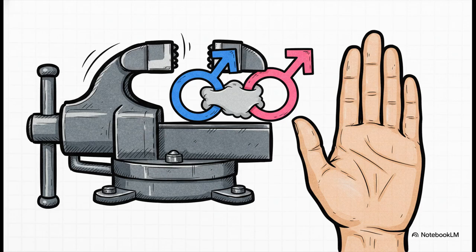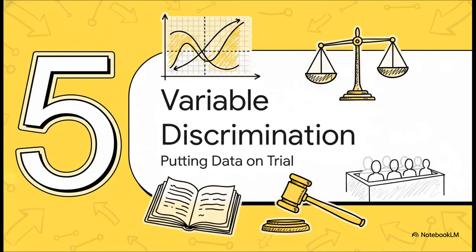Think about it. If a drug works entirely differently in men than it does in women, you don't just average those numbers out to hide the difference. You have to report those individual stratum-specific risks separately so clinicians know exactly how to treat the patient sitting in front of them.